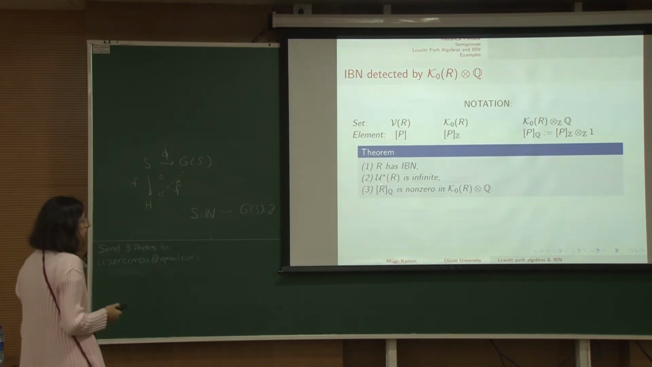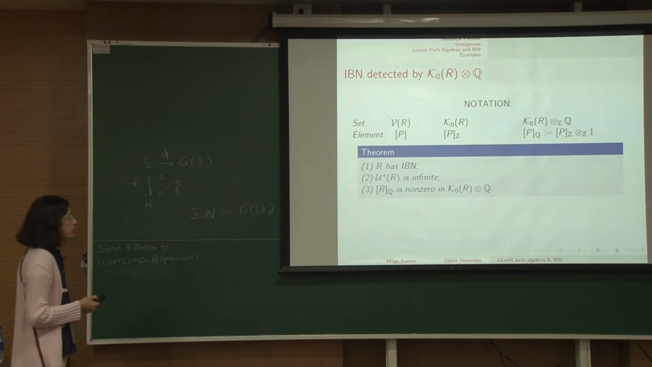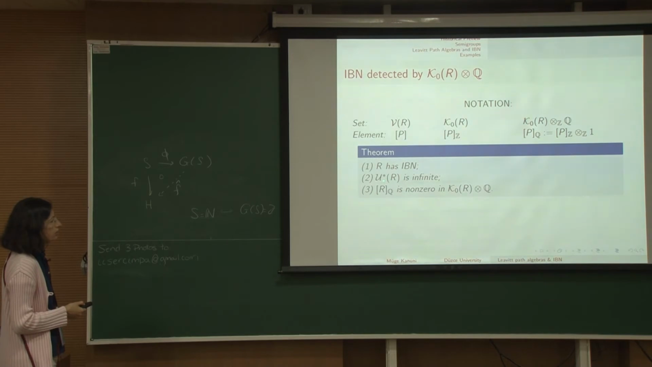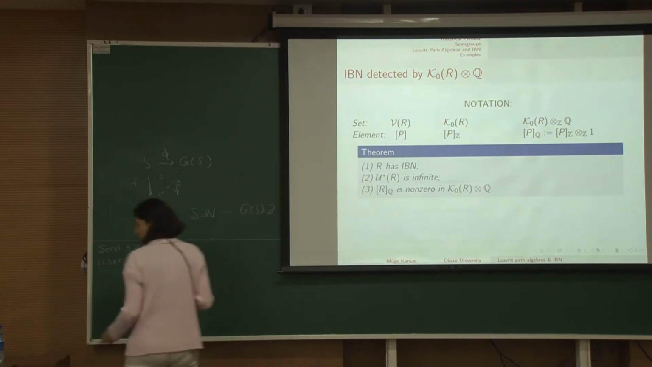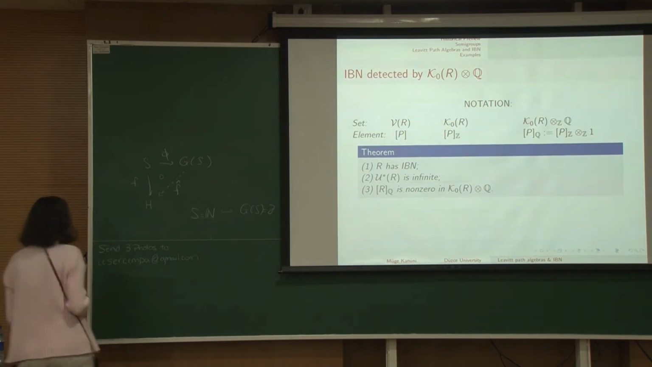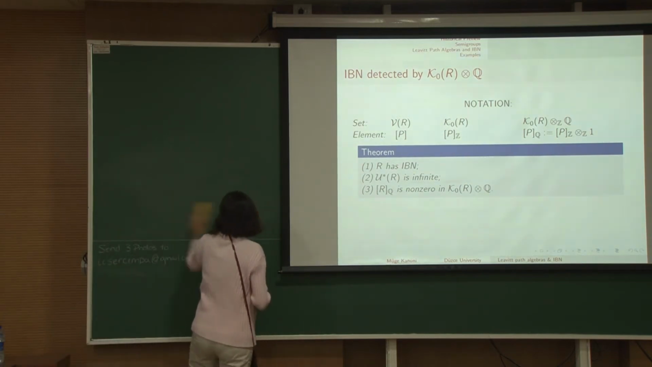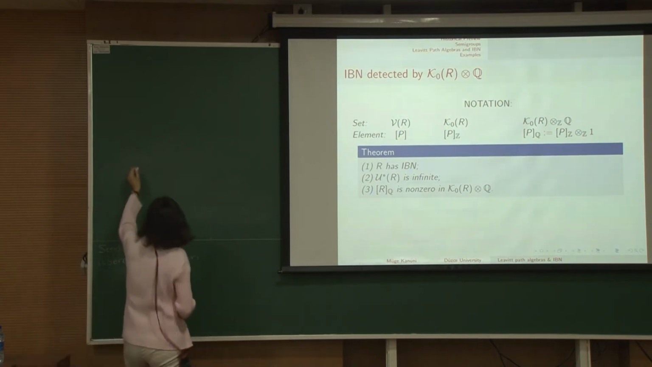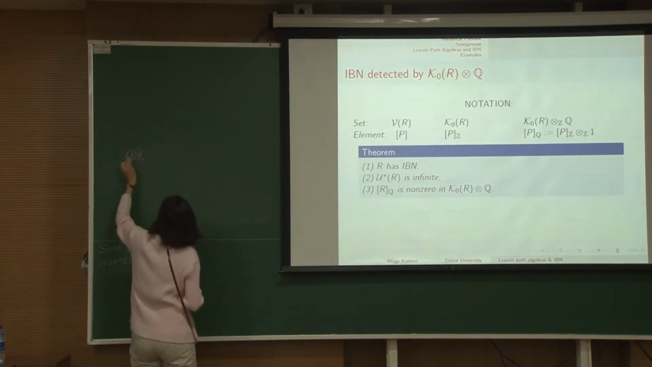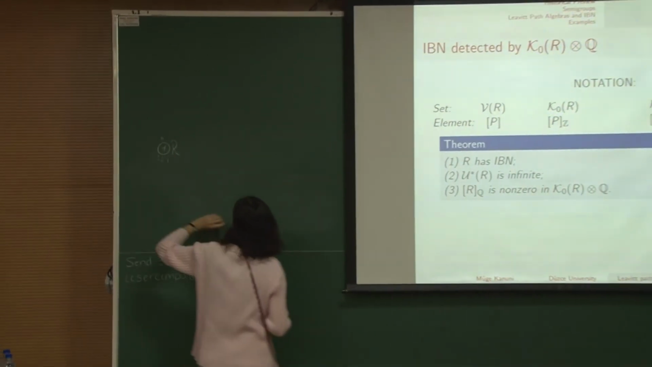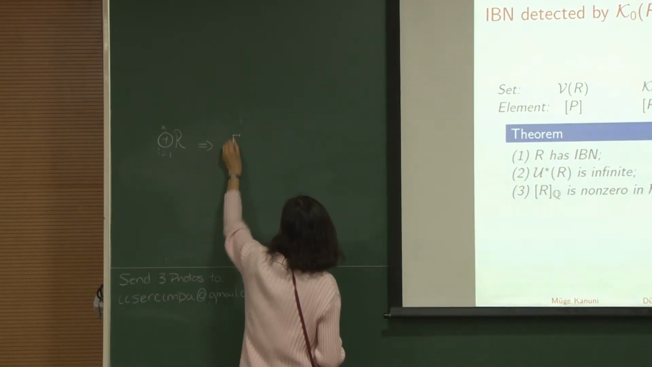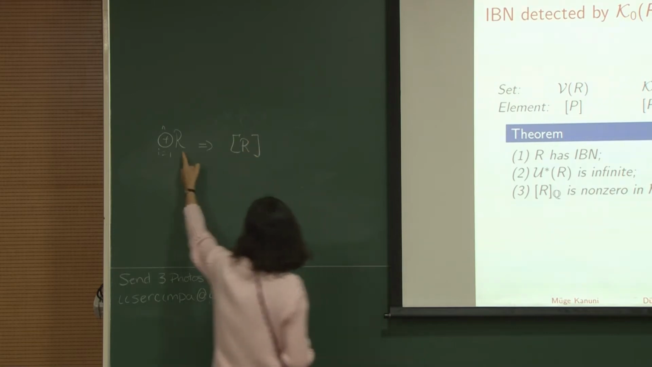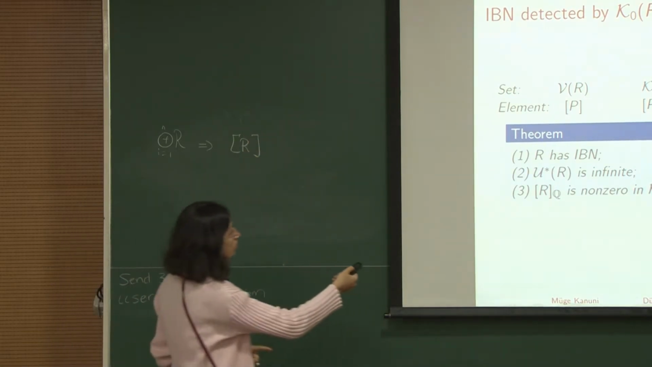Now, if R has IBN, this is a well-known theorem. If R has IBN, then the cyclic monoid generated by R has to be infinite. Recall what the IBN property is. Well, this was one notation that I had used, i from 1 to n. I can basically use additive notation. R is an element in V of R.